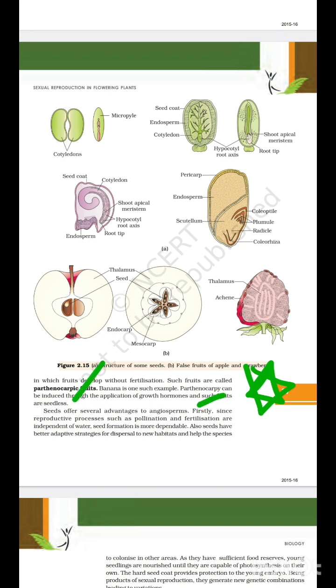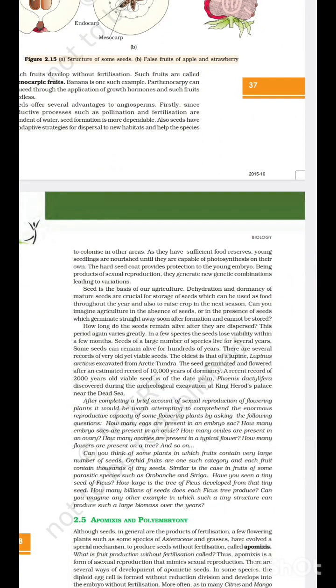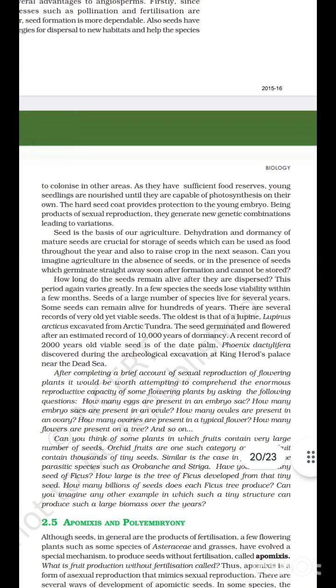Then seeds offer several advantages to angiosperms. Firstly, since reproductive processes such as pollination and fertilization are independent of water, seed formation is more dependable. Also, seeds have better adaptive strategies for dispersal to new habitats and help species to colonize other areas. As they have sufficient food reserves, young seedlings are nourished until they are capable of photosynthesis on their own. The hard seed coat provides protection to the young embryo.